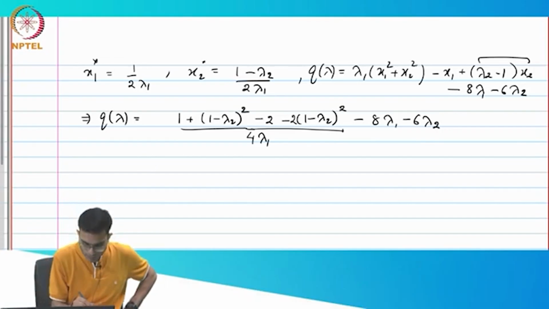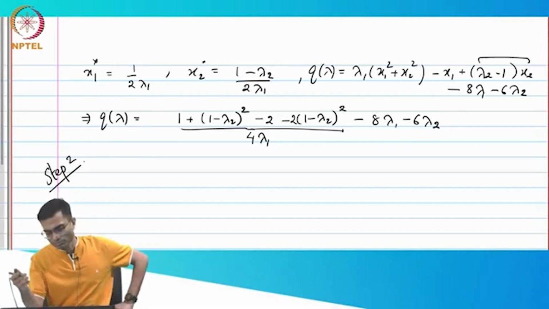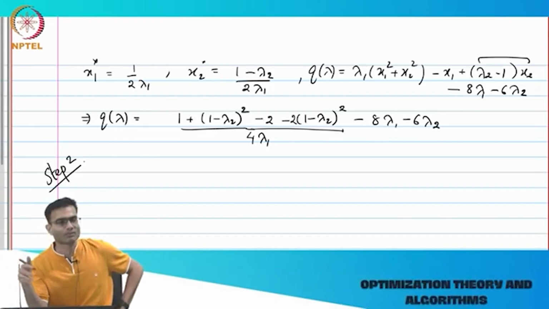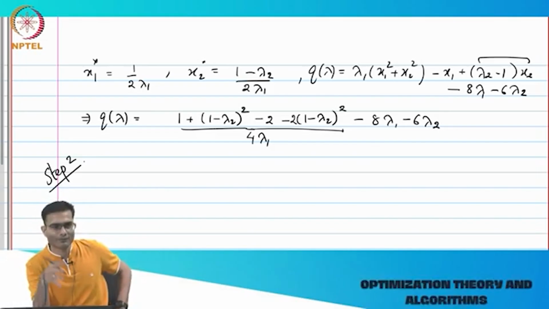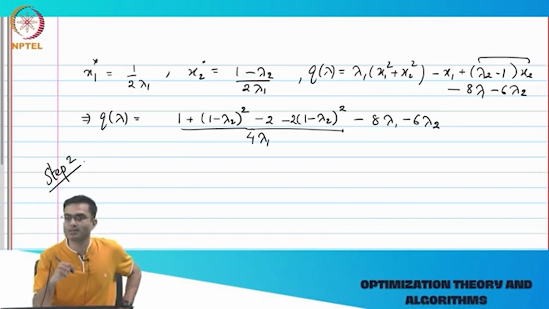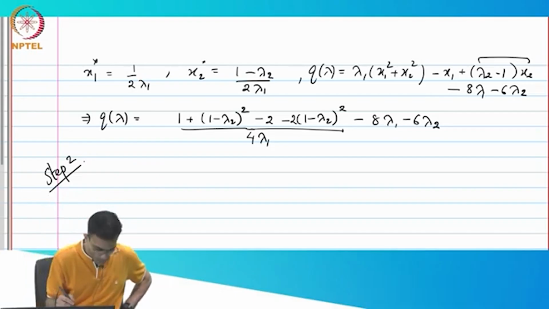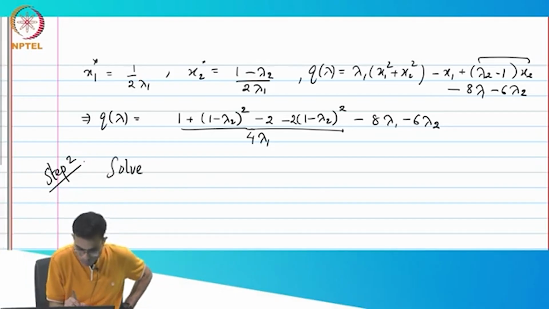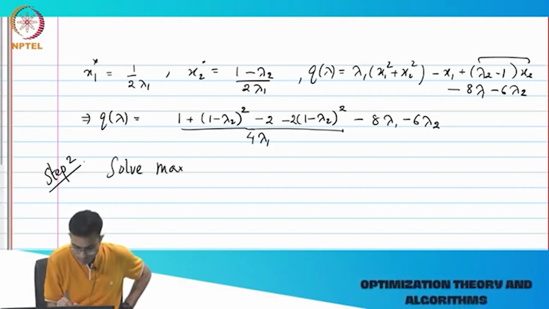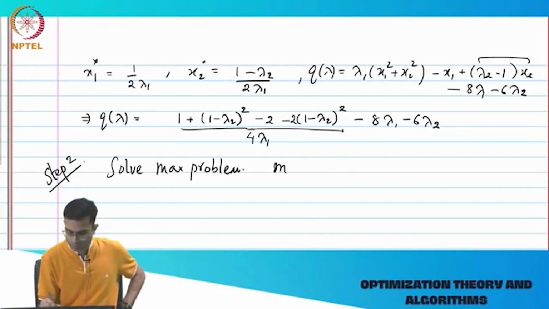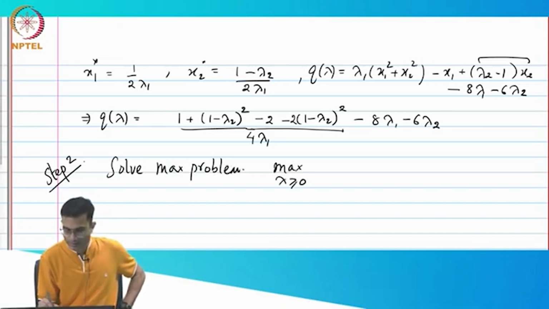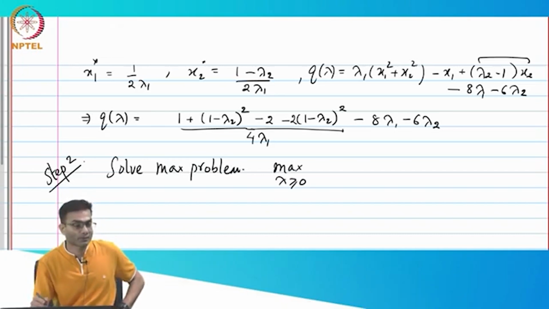Okay. Now step 2. It's not a very convenient looking form, but it is what it is. So what is step 2? Once I get q, what do I do with it? Maximize it. Step 2: solve. Max over lambda greater than or equal to 0 of Q of lambda.